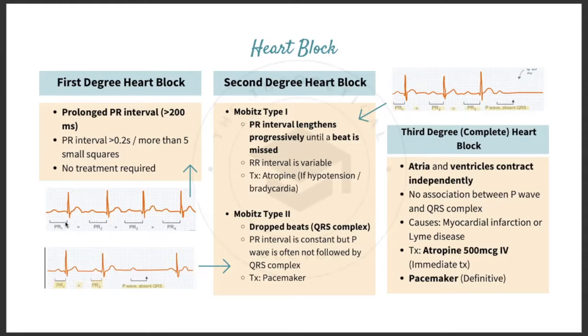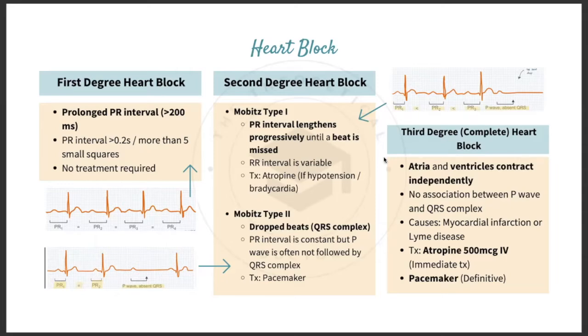Maybe 6 boxes, maybe 7. But it's the same for all the PR intervals on that ECG strip. As you can see here, it's actually the same. It's just longer. In this case, this is a first degree heart block.